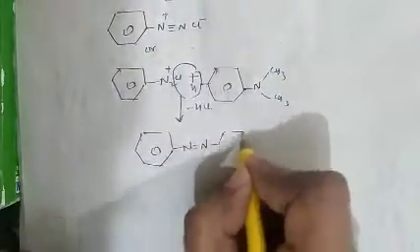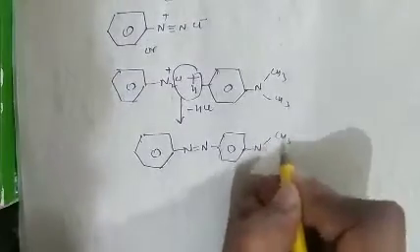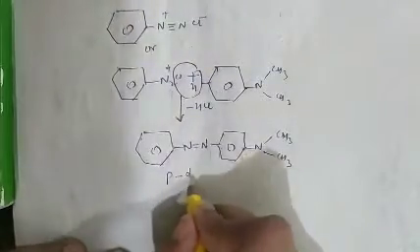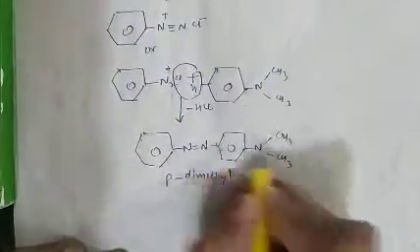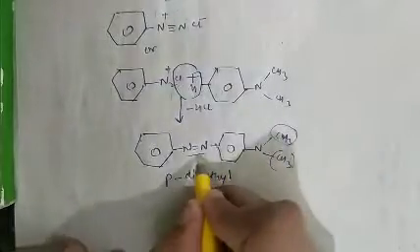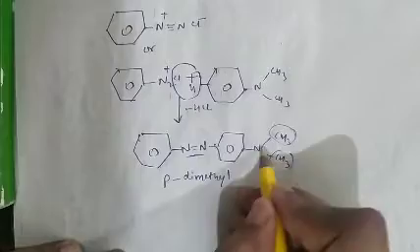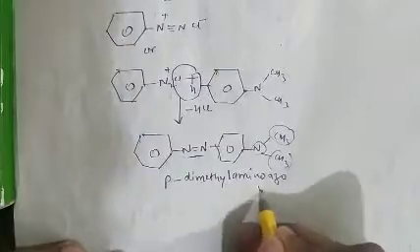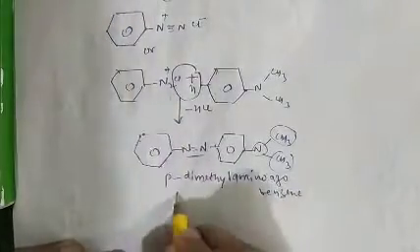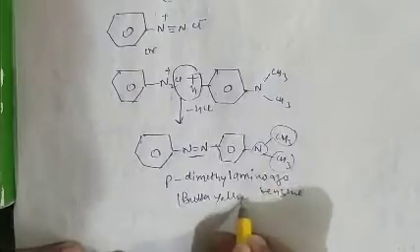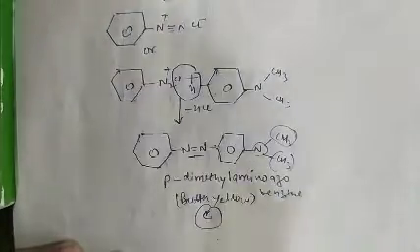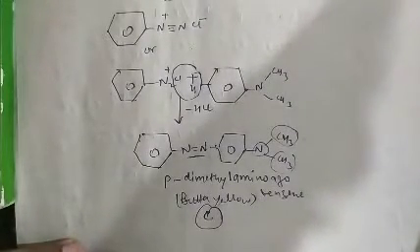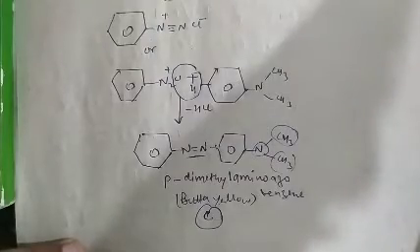The product formed is this one, N double bond N with CH3 CH3. As the para position has two methyl groups, this group is azo. It is para dimethylamino azobenzene, and the color of this compound is butter yellow. So compound C is this one. Question number 60, option B is correct.